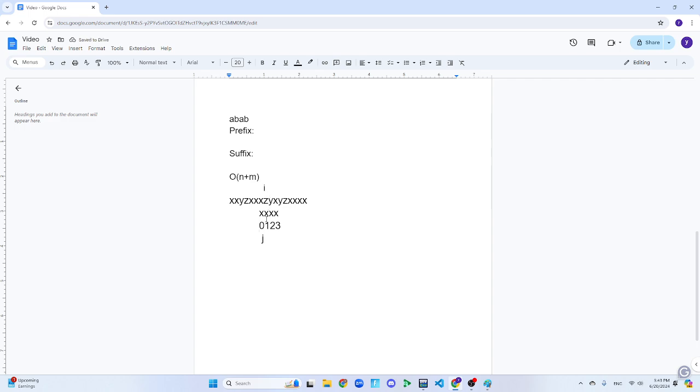We see it's still wrong, so we just move this one here. And now we see the J is 0. We cannot move it any more, so we will move I. And this is basically the idea.